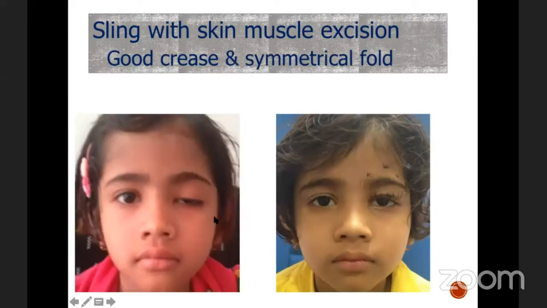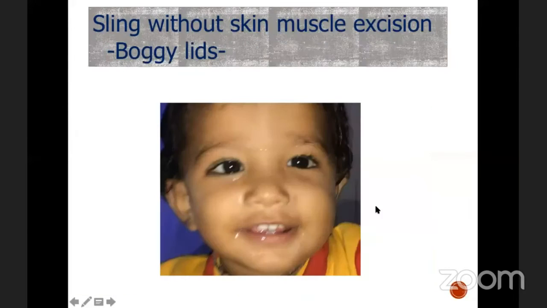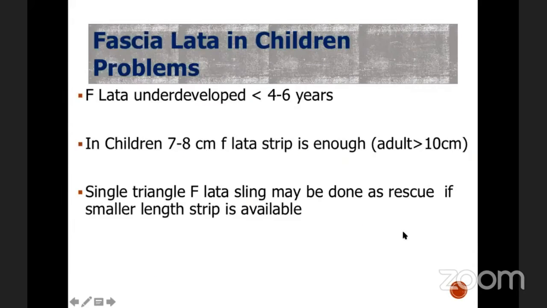So in this particular child, we have combined sling along with the skin muscle excision also to impart an equal lid fold and lid crease. Again, in this particular child, though the child is quite young, skin muscle excision is not done and you can see the overhanging lid fold. So it is better, it has to be combined with the skin muscle excision.